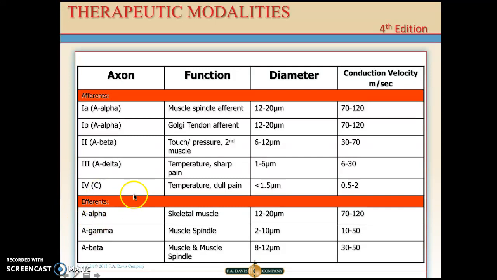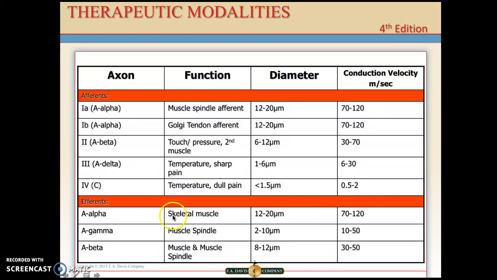If you see this type of information that's being transmitted, the A deltas are temperature sensitive. They also respond to sharp pain, and they move relatively quickly compared to the Cs. So A deltas and Cs are transmitting temperature and pain. A deltas are sharp pain, and the C fibers are dull pain.